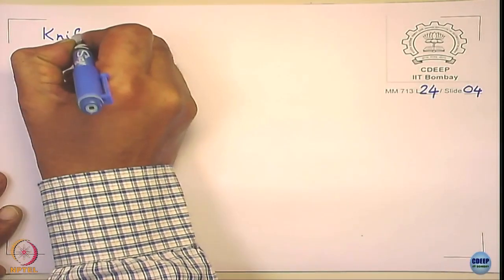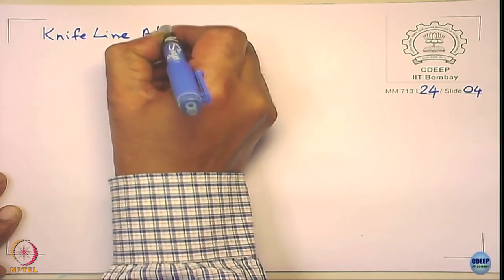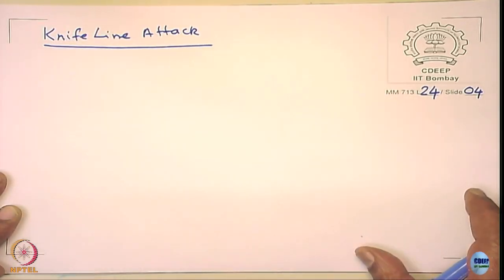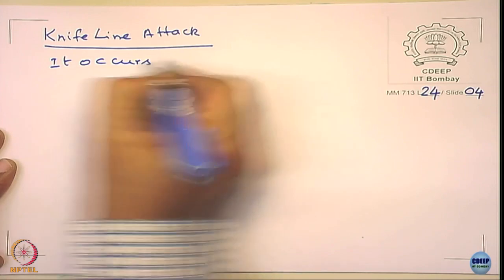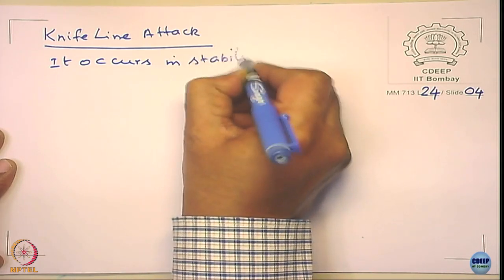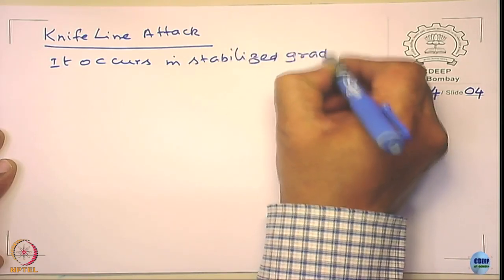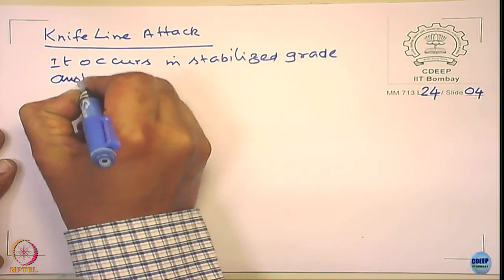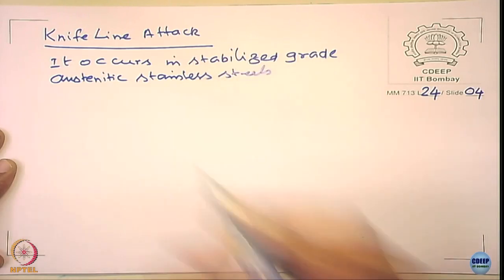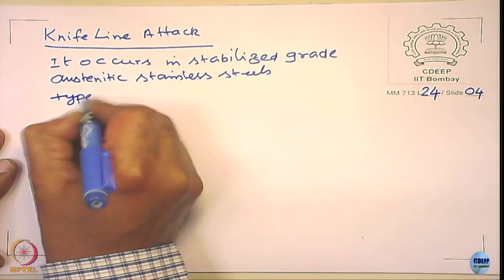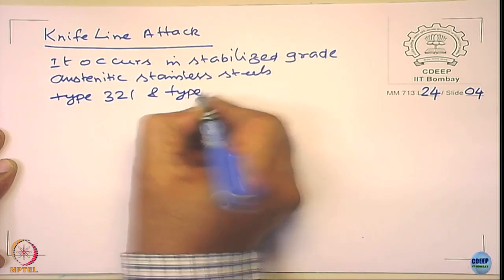There is one more problem that is concerned with stabilized grade stainless steels, and that problem is called knife line attack. It occurs in stabilized grade austenitic stainless steels. We talked about two grades of that. One is type 3-1, the other one is type 3-4-7.